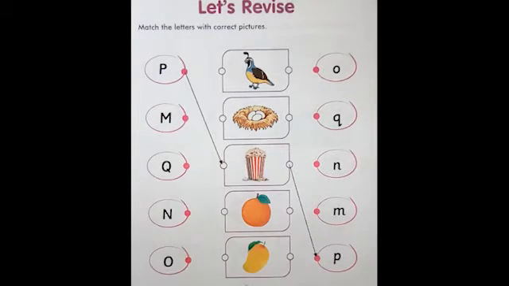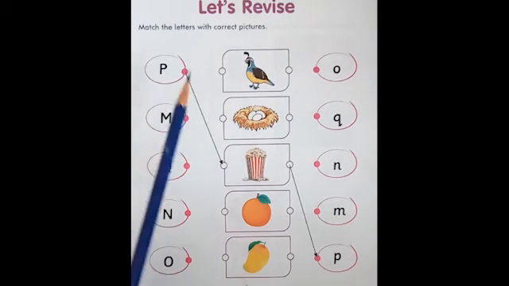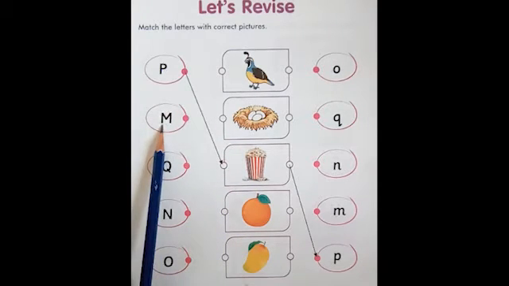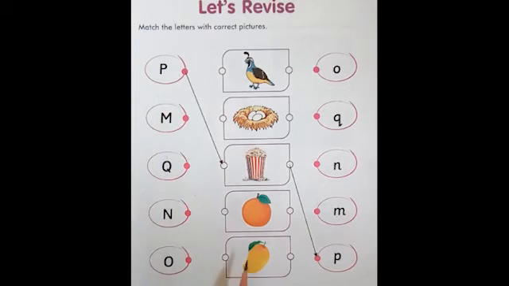Today our topic is match the capital and small letters with correct picture. Now start. Popcorn. Popcorn. Where is small p? This is small p. Popcorn. Popcorn. Where is capital M? This is capital M. Mango. Mango. Match it. Where is small m? This is small m. Mango. Mango. Match it.